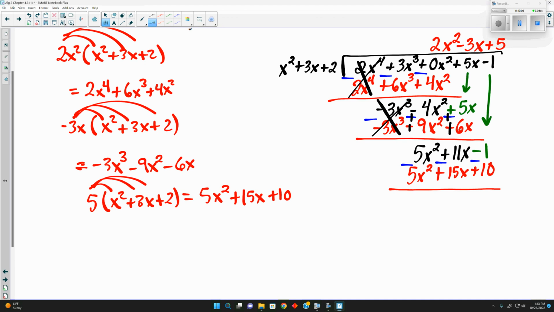And again, at this point, we'll subtract again. 5x squared minus 5x squared is indeed 0. 11x minus 15x is negative 4x. And lastly, negative 1 minus 10 is negative 11. And we're finished. One way we know we're done is because the degree that we have now is 1. The degree of what we've been dividing by is 2. So we have finished with this here.